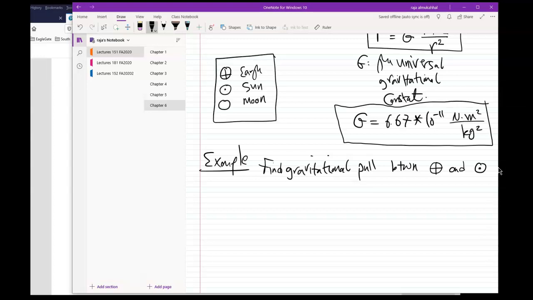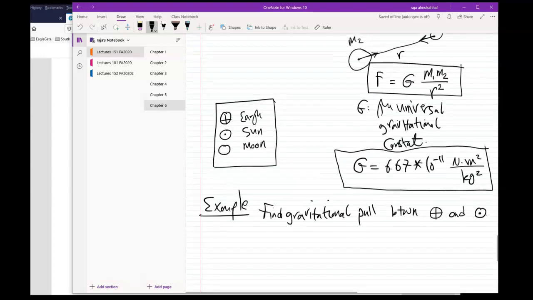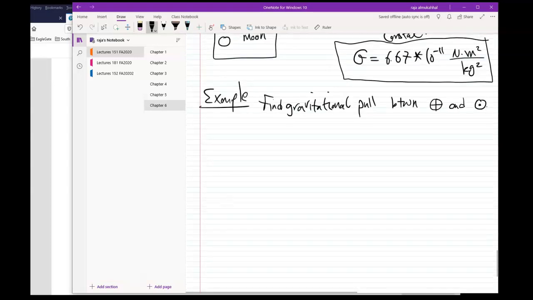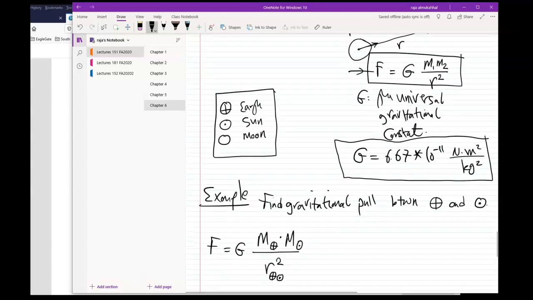All right, so I want to find the gravitational pull between the Earth and the Sun. How do I do that? Well, I need to use this formula right here. Okay, here it is. So the gravitational pull, F, is equal to G, mass of the Earth, times mass of the Sun, divided by the distance between the Earth and the Sun squared. Why? Well, that's what the formula says. There it is. See that?